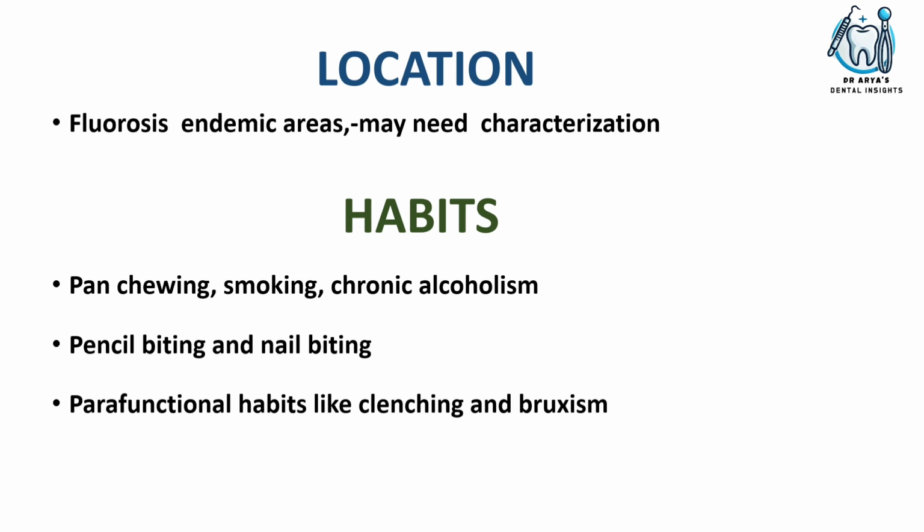Coming to location, some endemic disorders like fluorosis are confined to certain areas, and people from that locality may want characterization or pattern staining in their teeth for a natural appearance. Then coming to habits, pan chewing, smoking and chronic alcoholism may modify the systemic status and concerns regarding hygiene, maintenance and wear of the denture. Pencil biting and nail biting may cause denture instability, and parafunctional habits like crunching and bruxism may affect teeth selection and prognosis.